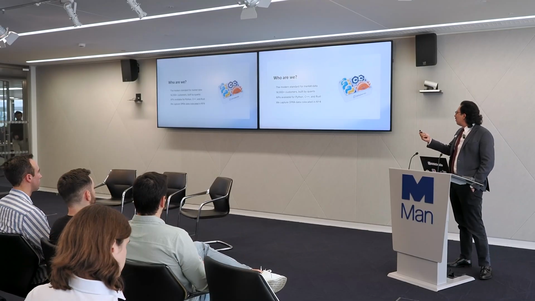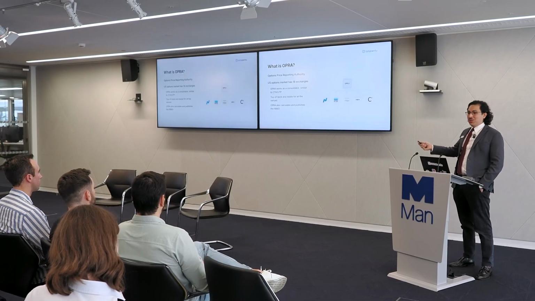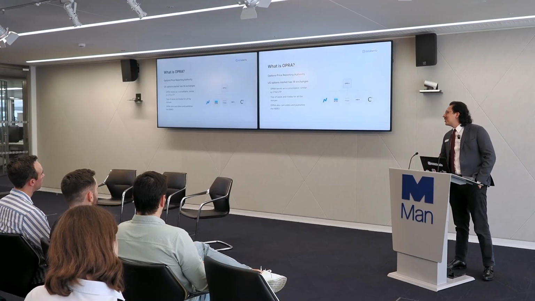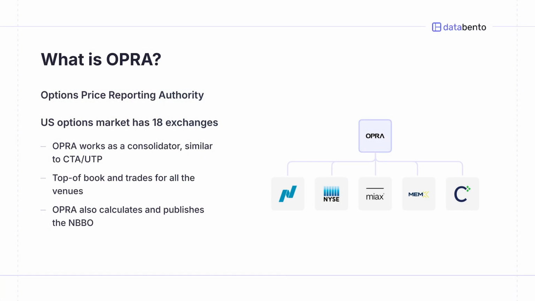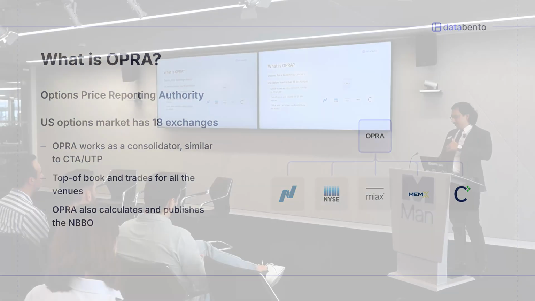Now, first, a bit of background. What's OPRA? We're not in the US, so. OPRA is the Options Price Reporting Authority. They are to US equity options as CTA and UTP are to US equities. So the whole market is composed of 18 different exchanges, some owned by NASDAQ, some owned by NYSE, some owned by CBOE, etc. And OPRA consolidates the data from all of those exchanges and publishes the top of book and trades for all those venues. And in addition to that, it also calculates and publishes the national BBO, which is effectively the best bid and the best ask across all of the market.